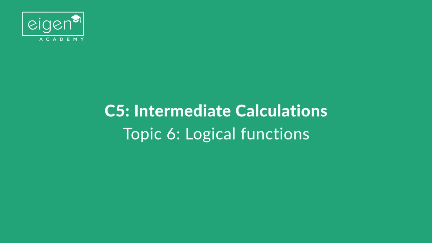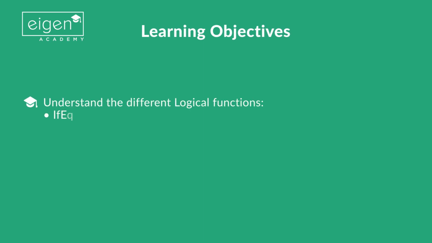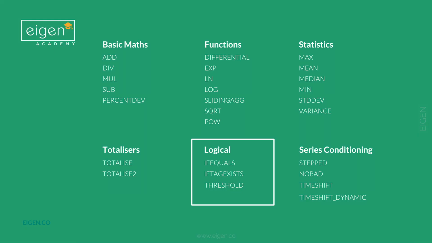Lesson C5, Intermediate Calculations, Topic 6, Logical Functions. The learning objectives for this topic are to understand the different logical functions, which are if equals, if tag exists, and threshold.